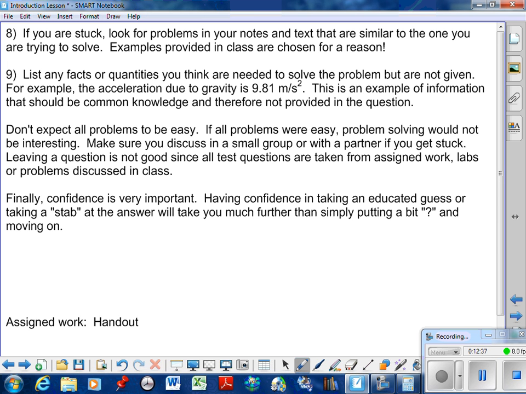I'm going to skip over 9, and the last statement here, don't expect all problems to be easy, okay? If all the problems in physics were easy, then people would say physics is easy. Actual concepts of physics, I think, are on par with other courses. It's the math that makes people shy away from physics or classify it as being very, very hard.